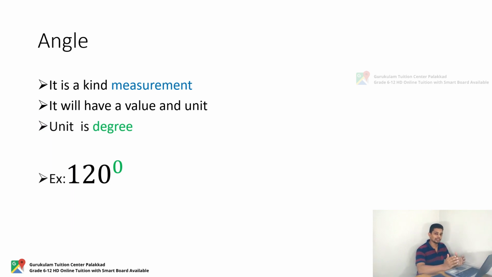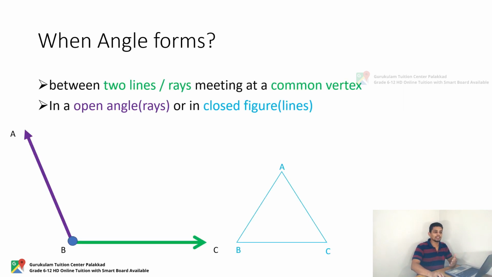When we are talking about angles, angles are also a kind of measurement. We'll be getting a value as well as a unit there. Normally the unit of angle is degrees. If you want to write 120 degree, just write 120 and put a tiny zero above it, and we can pronounce it as 120 degree.